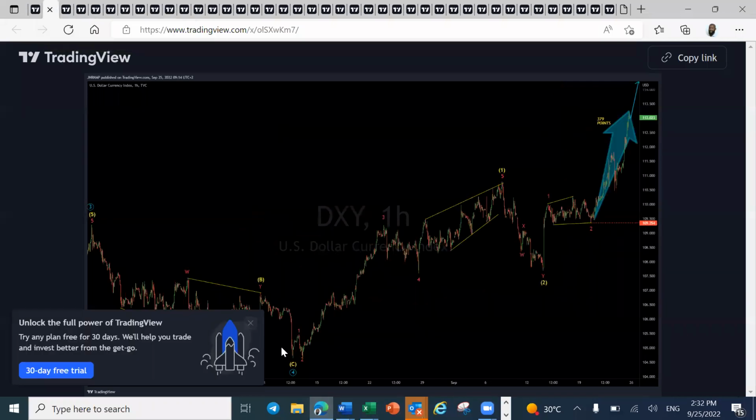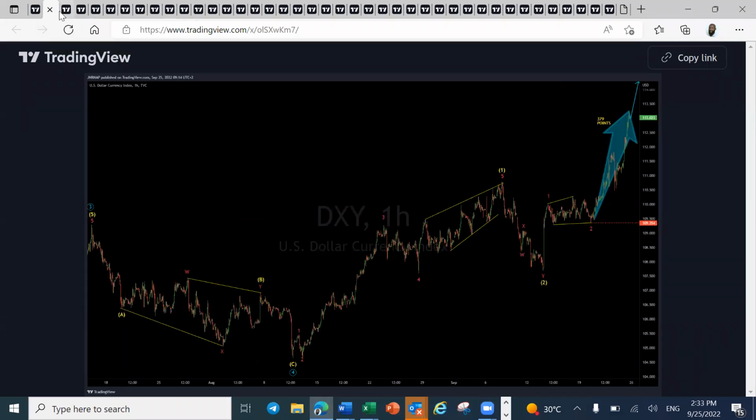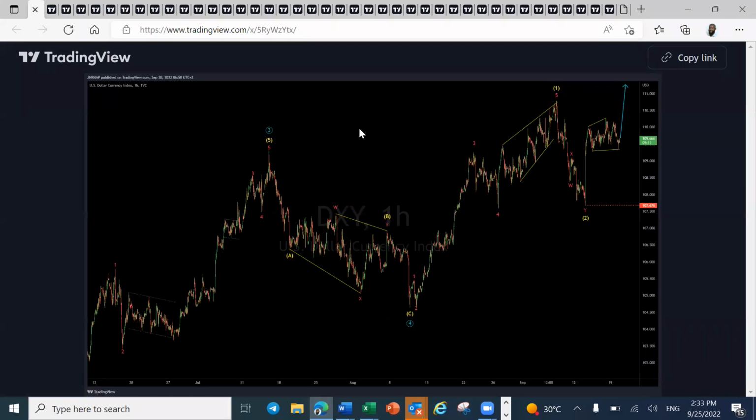Let's go through them. Now, this is the DXY, the chart before. Remember what we said last week with the analysis? We were still expecting that the DXY will continue to push to the upside, okay? Two weeks ago, we were around here. We said we are still expecting that this will continue to push to the upside.